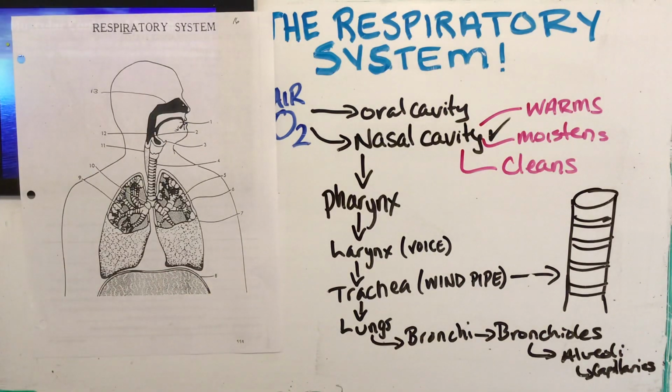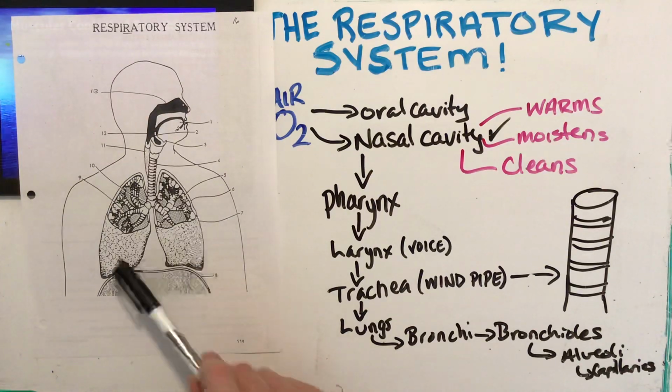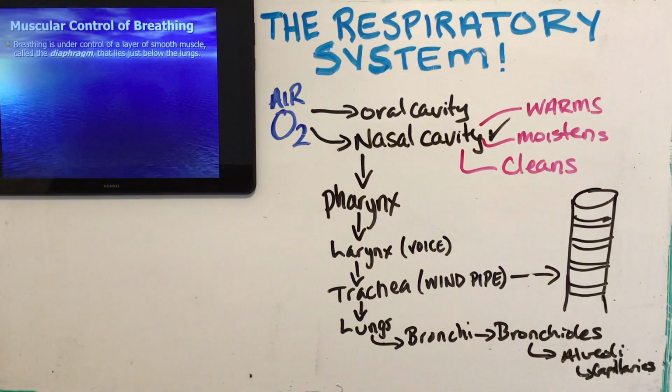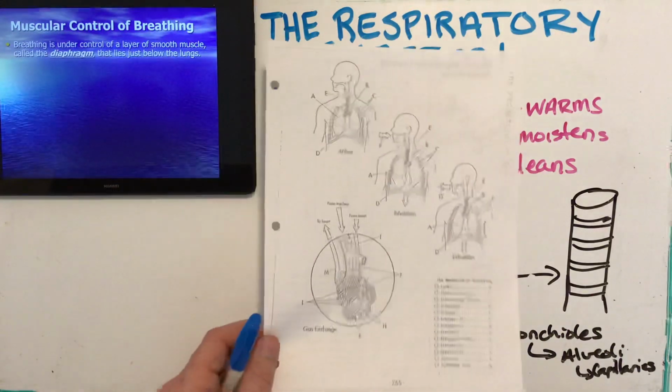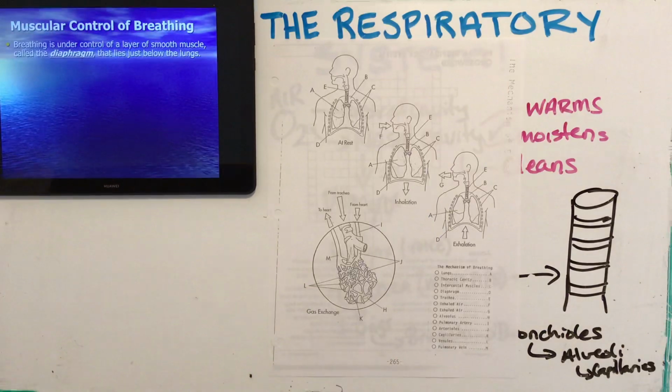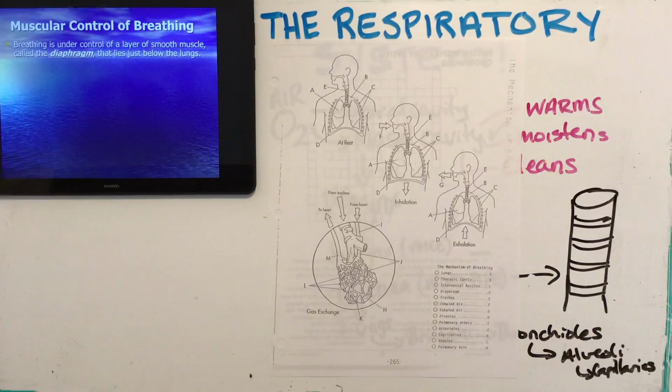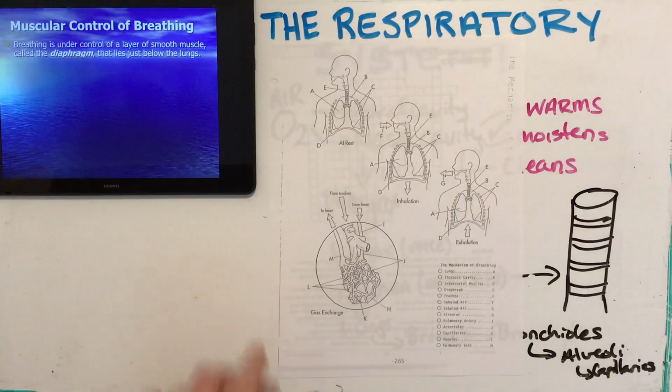On our diagram, the diaphragm is number 8 down here. It's this line. It's a thin sheet of muscle that lies directly underneath the lungs. I also sent you this picture. This picture goes along with this, the muscular control of breathing. So I'll be pointing out some stuff on this picture.